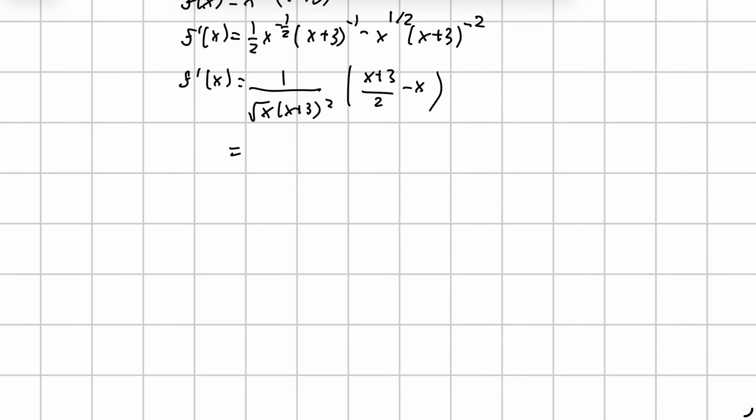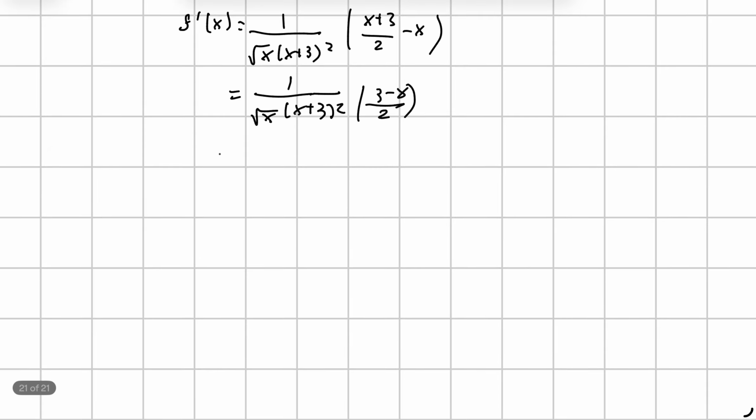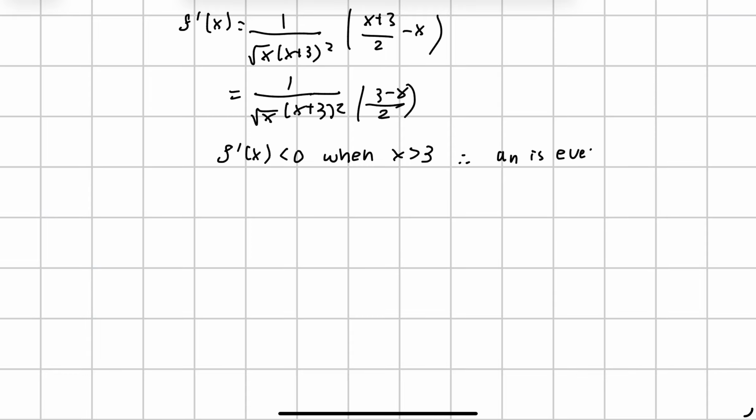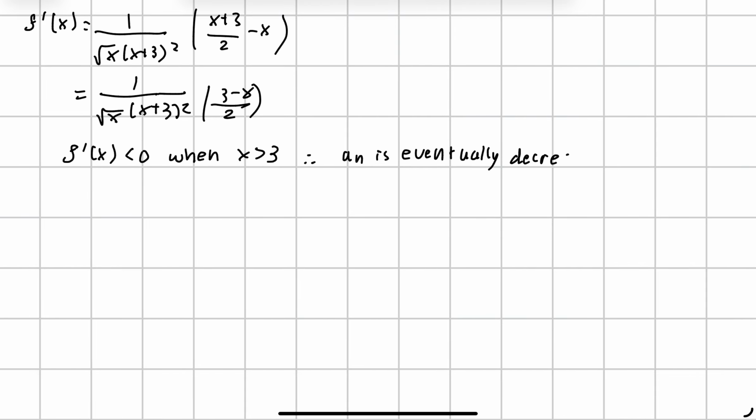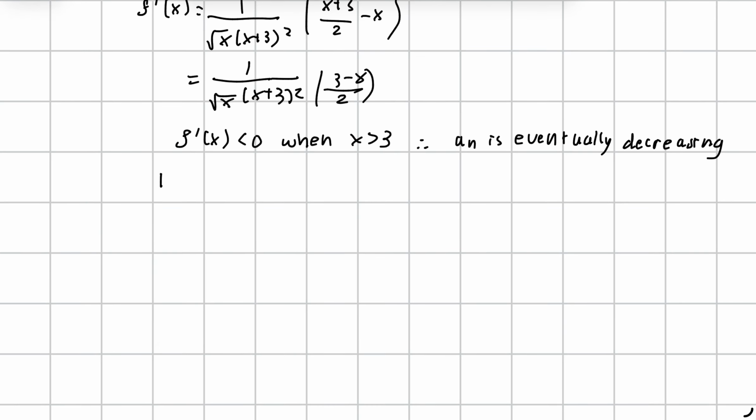And we can factor again. We have 1 over root of x plus 3 squared, and this is going to be 3 minus x all over 2. So we have that the first derivative is going to be negative when x is greater than 3. Therefore, we know that a_n is going to eventually be decreasing. So, therefore, we can say that by the alternating series test, the original series converges.